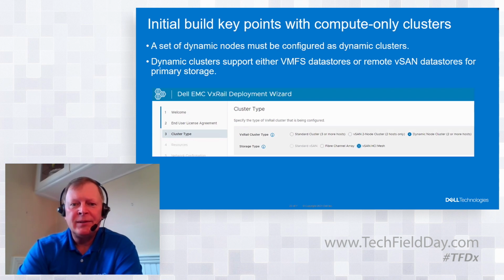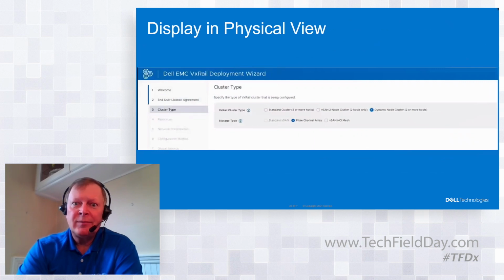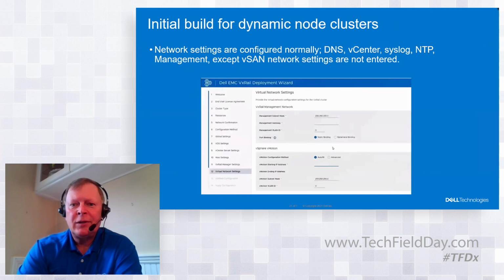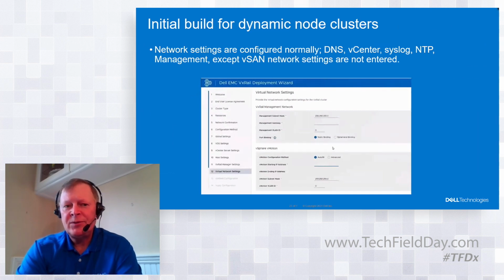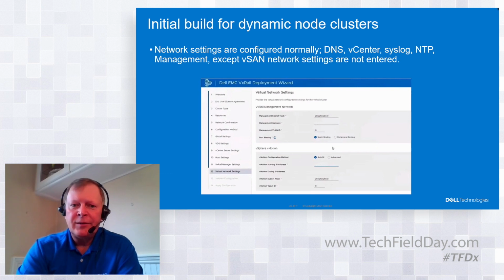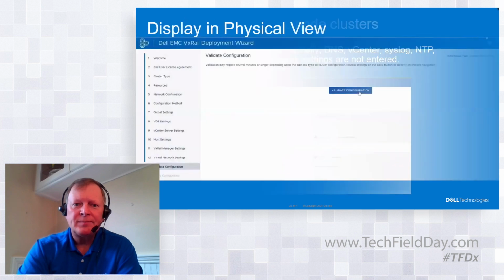And here in the screen, you can see you can choose dynamic node, and they're choosing vSAN HCI mesh. Same option, same screenshot. Here they're choosing a Fibre Channel array. All those configuration options that you were shown earlier still apply, except some of the networking changes are different. Mainly, you're not entering vSAN networking information, but you're entering all your standard DNS, vCenter, management network, etc. And then you basically skip over the vSAN network parameters.